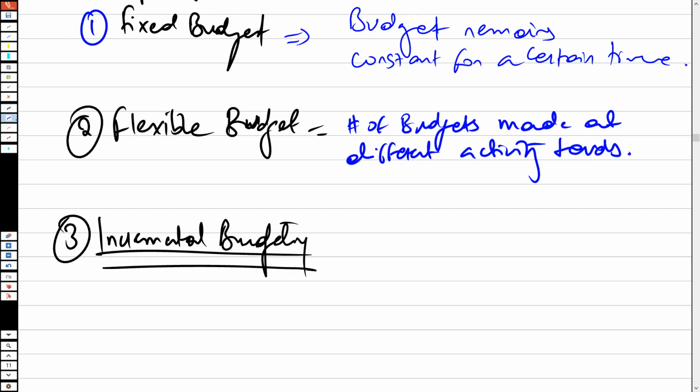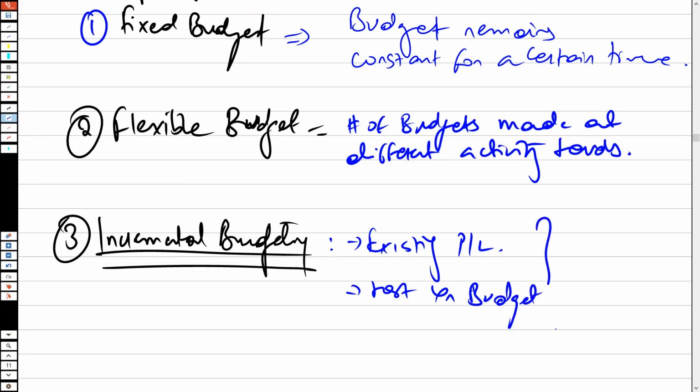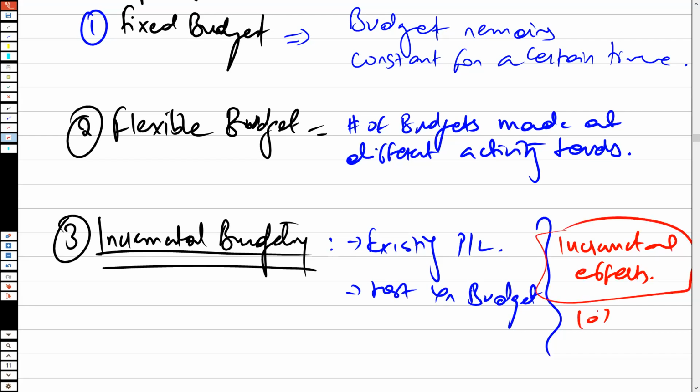Then there is the incremental budget. Incremental budgeting is basically where you start off from the existing P&L, the last year's budget, and you incorporate the incremental effects on that. That could be 10%, 15%, and so on and so forth.